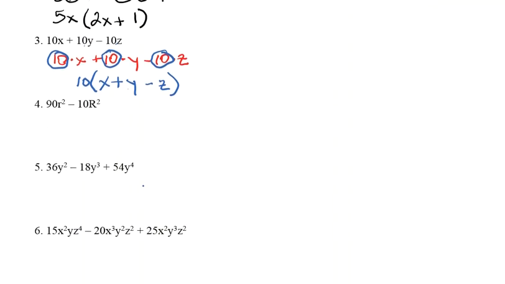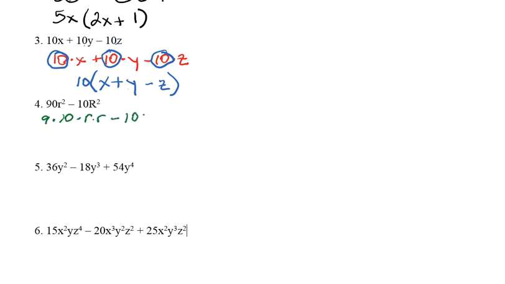The next one, 90r squared minus 10R squared. Do note that the first r is lowercase and the second R is uppercase. R's that are different cases are different variables. It's no different than if this was a and b, x and y, whatever. So 90, I know, is 9 times 10 times little r times little r.